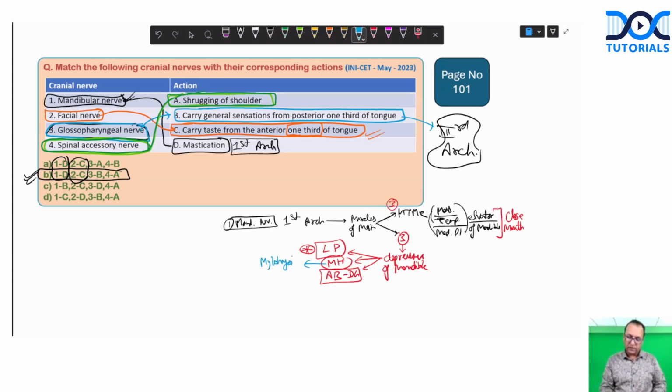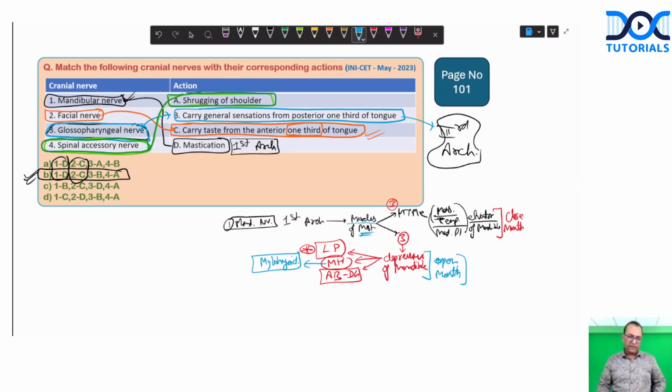So what are these muscles doing? They are depressors of the mandible, and they will open the mouth. So we are opening the mouth and closing the mouth. Why? Because you are masticating, these are the muscles of mastication.